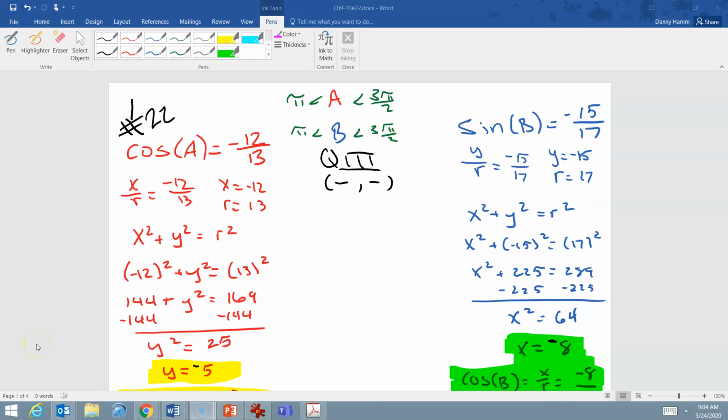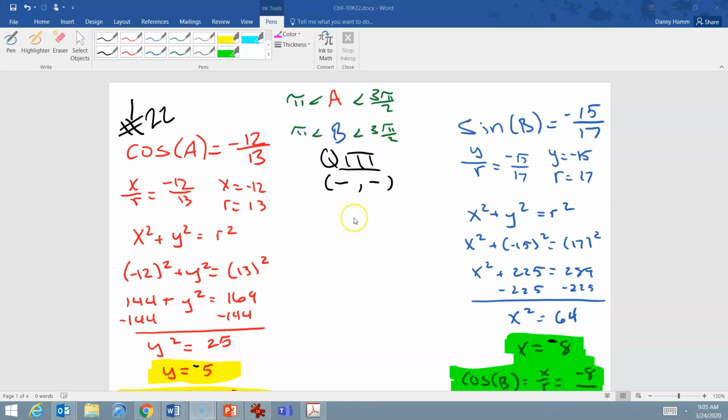Looking at the behemoth of a problem, number 22, the most missed or most skipped problem on the Chapter 9, Chapter 10 test, we are given information about cosine of A, which is negative 12 over 13, and sine of B, which is negative 15 over 17. We're also given information about which quadrant we're in, so we're in between pi and 3 pi over 2, or 180 and 270. So we know that for both A and B, we are in quadrant 3, which lets us know that our x and y values, or our cosine and sine values, should also be negative when we solve for those.